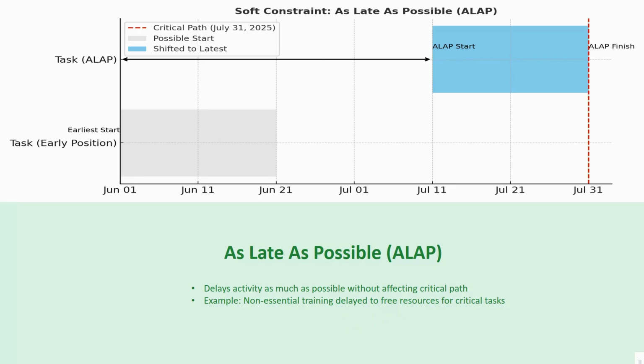So the as late as possible constraint tells the software to schedule an activity as late as it can without affecting the project's overall end date. So we often use this for non-critical tasks like administrative work or non-essential training to free up resources for the tasks that are more urgent. Okay.